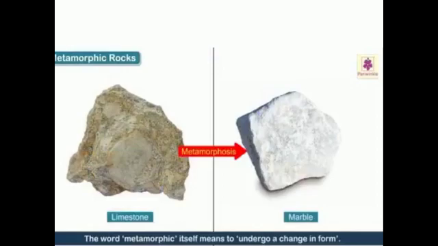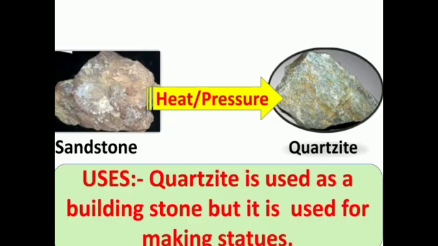Quartzite. Quartzite was once sandstone. Quartzite is very hard, too hard to be used as a building stone, but it is used for making statues. Dear students, some examples of metamorphic rock formation are sandstone becomes quartzite, and limestone becomes marble.